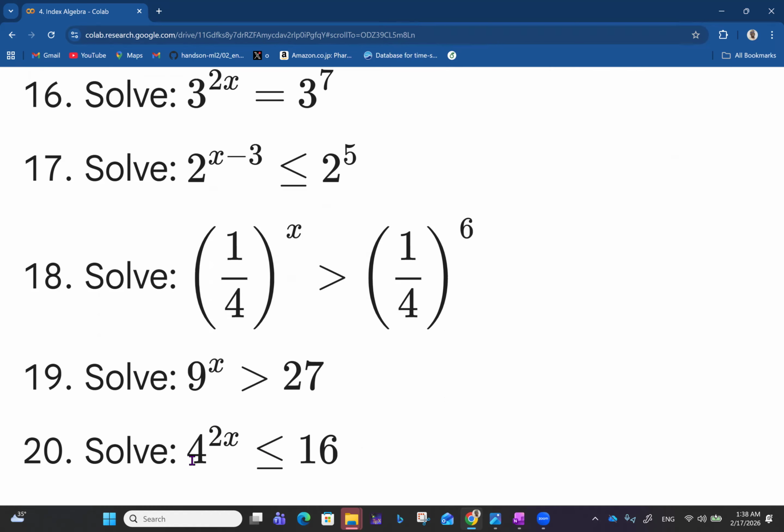We can also do 2 raised to 4 is 2 raised to 2. So we have 2 raised to 4x, 2 raised to 4. So same thing, 4x is less than or equal to 4. So yeah, with that, we come to the very end of this interesting video on index algebra.